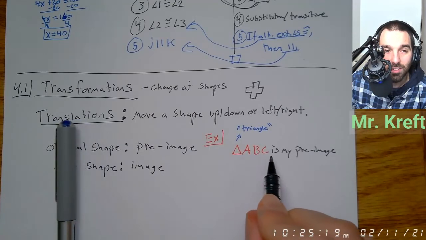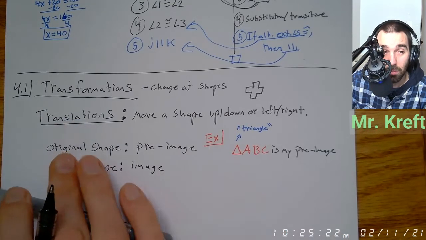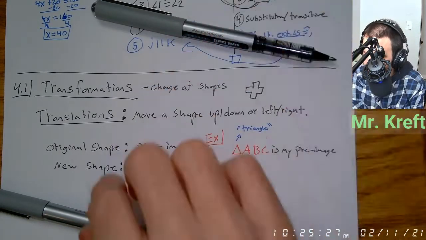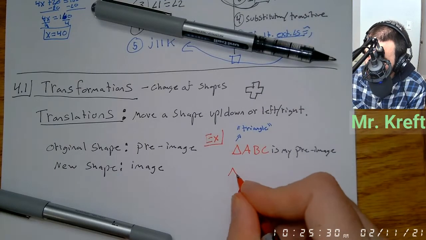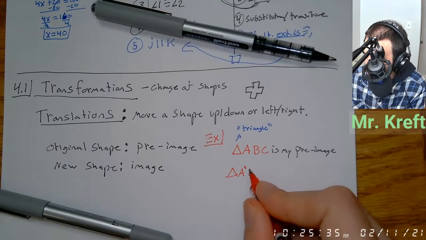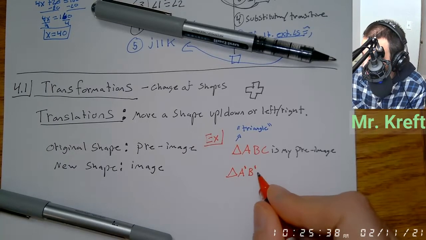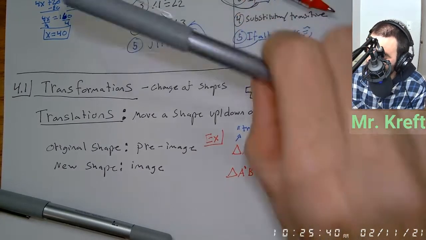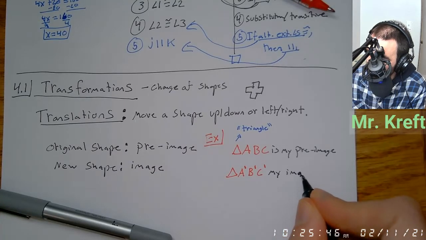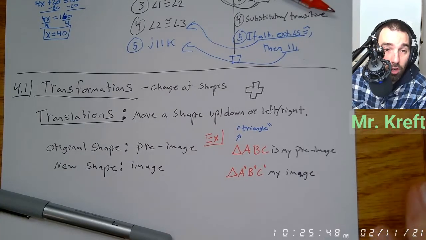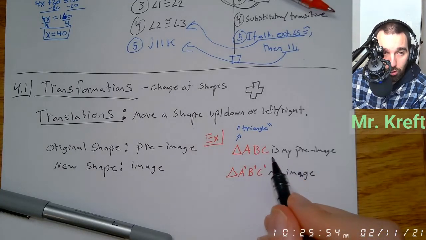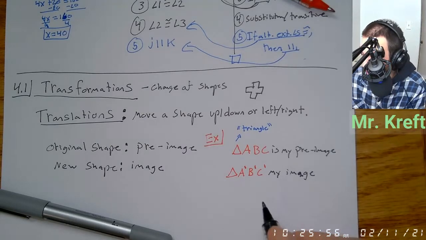Okay. So if triangle ABC is my pre-image, that means it's my original shape. Then if I did a transformation to it, my new shape would be triangle A, with a little tick mark above it, B, a little tick mark above it, and C, a little tick mark. This is called my image. And remember, image just means new shape. So you have your pre-image, that's your original shape, and then you have your image, that's your new shape.